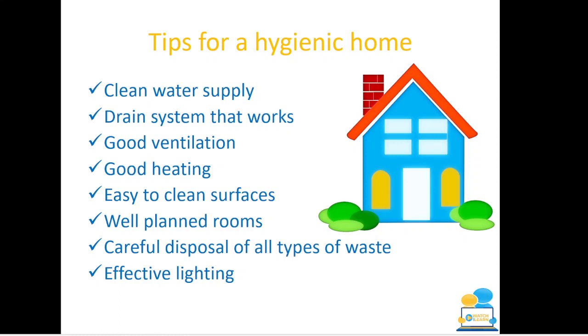You want good heating so that the house is kept at a good temperature, and so that you're not freezing cold. You want easy to clean surfaces, so you don't want wallpaper that feels like velvet, because you're not going to be able to dust it and clean it properly. Well planned rooms, so you want it to make sense. Careful disposal of all types of waste, so making sure that you're separating your bins properly. Effective lighting, so if it's too dark in the kitchen, it's going to be dangerous when you're preparing the dinner, because you could chop a finger off instead of chopping the carrot.